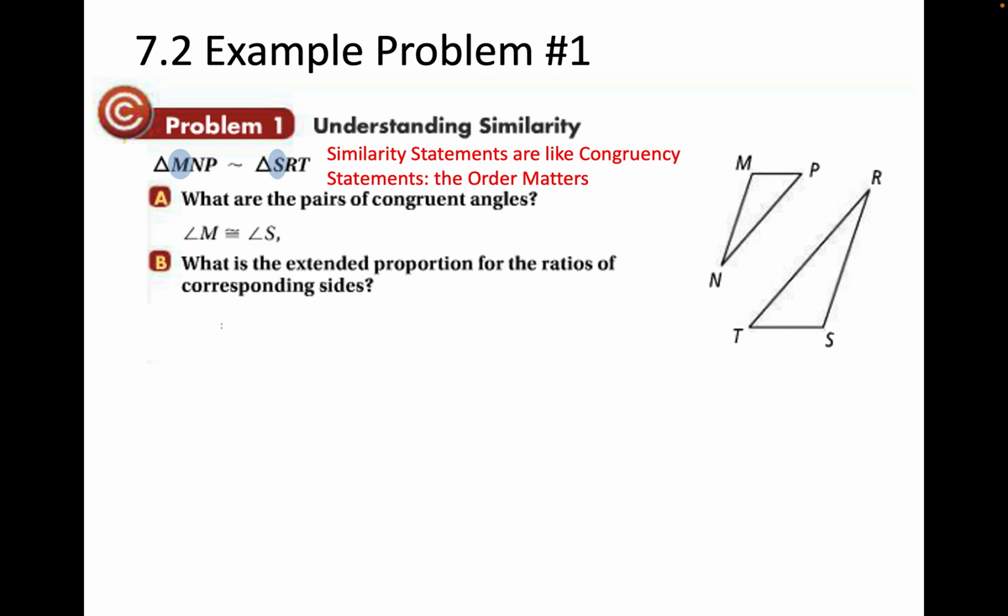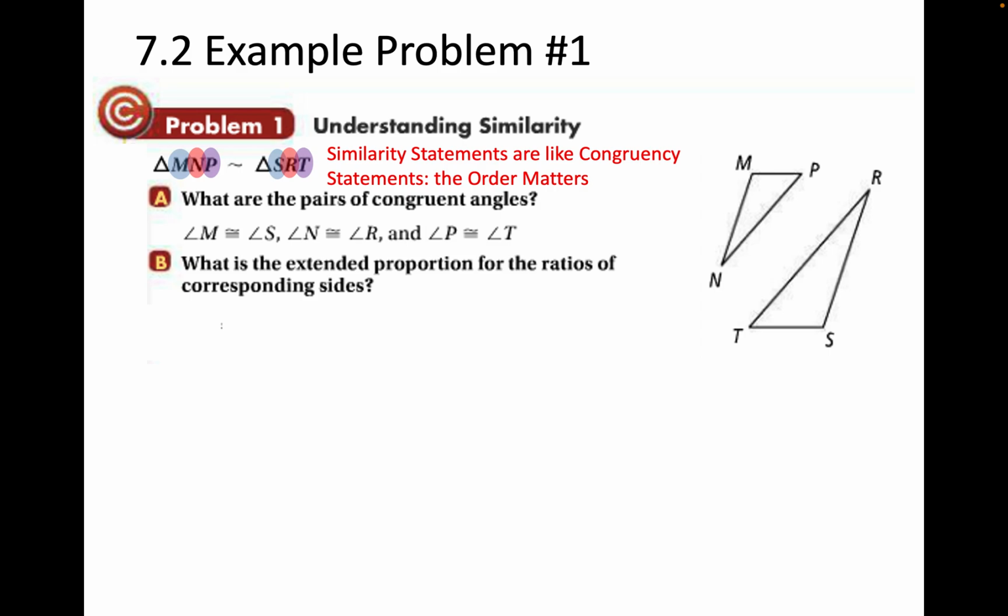Also, if I look at the diagram, I can see that M and S are the only 2 obtuse angles there. So again, they must be corresponding. They must be congruent. The similarity statement shows me that N and R are both second, so they are in the same place. They must be corresponding. N must be congruent to R. And finally, P and T are in my similarity statement in the same corresponding place, in this case last. So P must be congruent to T.